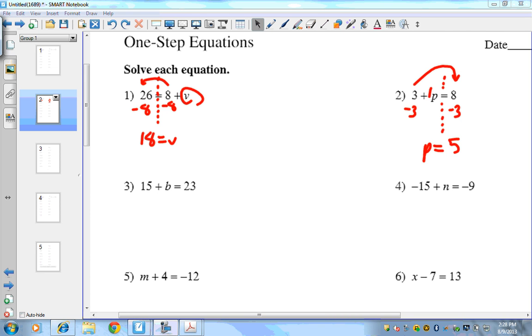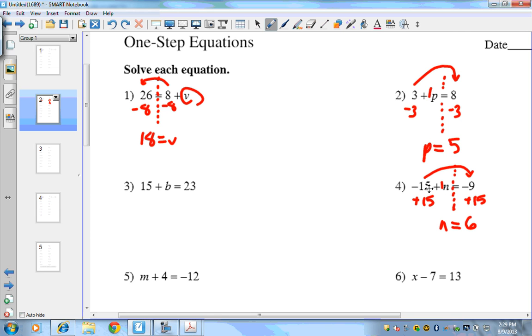All right, let's try number 4 for a second. Number 4 is very similar. Once again, we're going to put our little dividing line here just to symbolize the left and right hand side. We have a negative 15, we have an understood 1 in front of n, and then we have a negative 9. So I'm going to take this negative 15 and throw it over to the right-hand side. But notice when it goes to the other side, it goes positive. So I'm going to add 15 and add 15, and then I'm going to go ahead and solve. n is equal to 6.